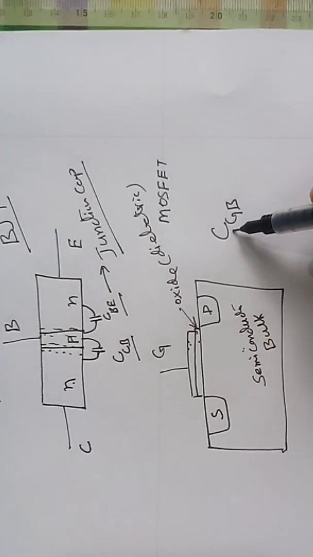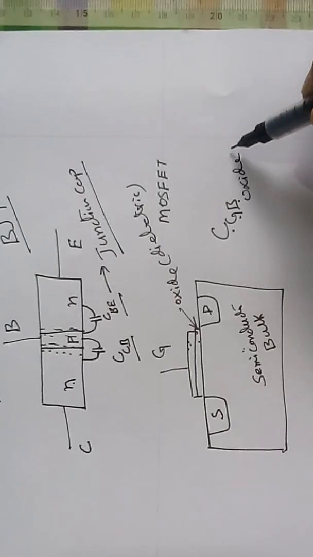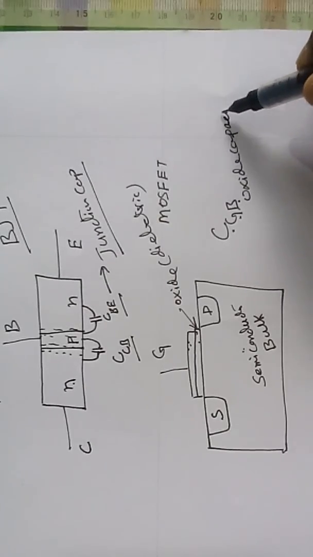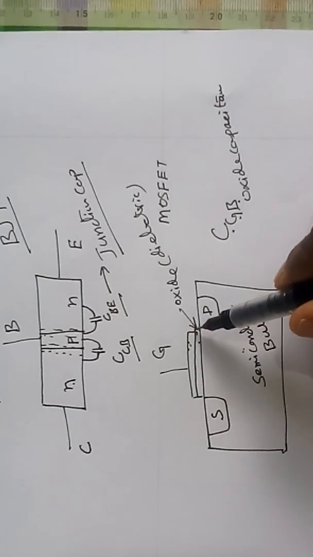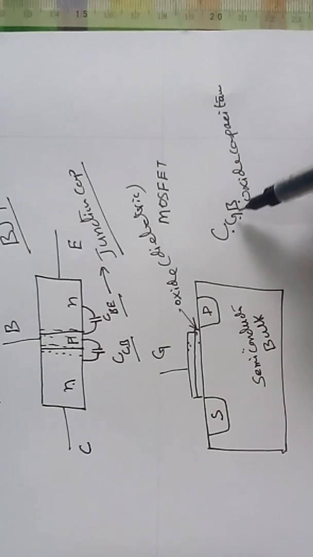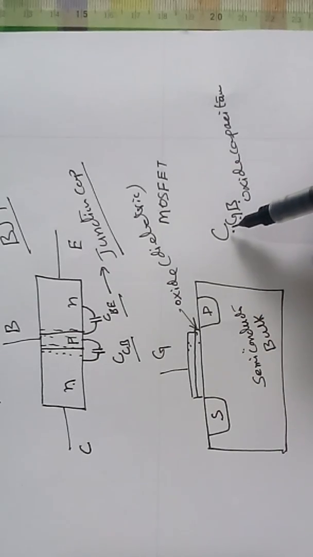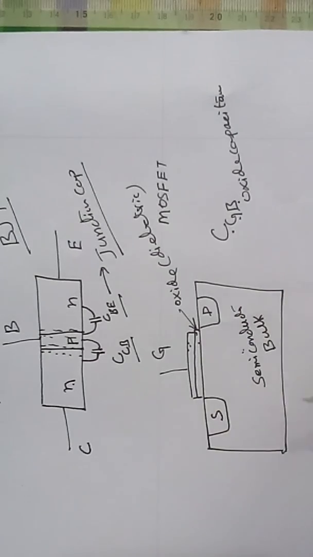So this is the capacitance between gate and the bulk. This is an oxide capacitance. Why is it called oxide capacitance? Because it is due to the presence of the dielectric material, which is in the form of oxide. So that's why it is called oxide capacitance between gate and the bulk.